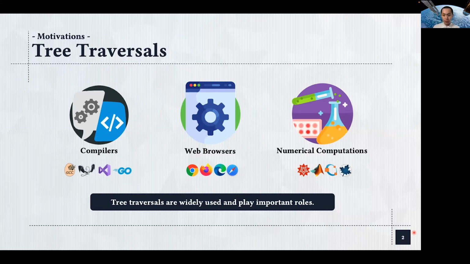In the web browser layer engines, tree data structure is used to represent HTML documents, and tree traversals are the core of layout rendering procedure. In numerical computations, many algorithms are based on efficient traversals of trees. In a word, tree data structures and tree traversals are playing very important roles.